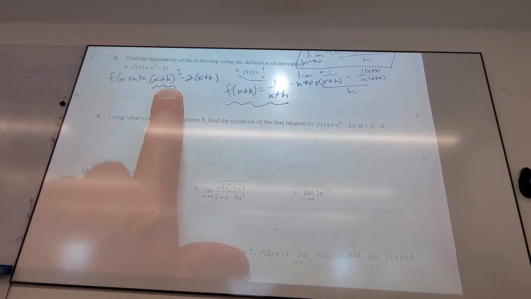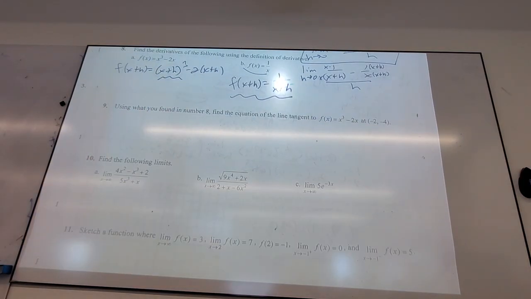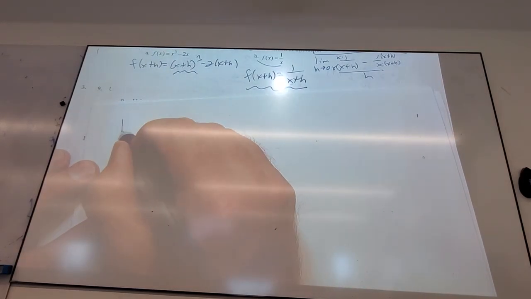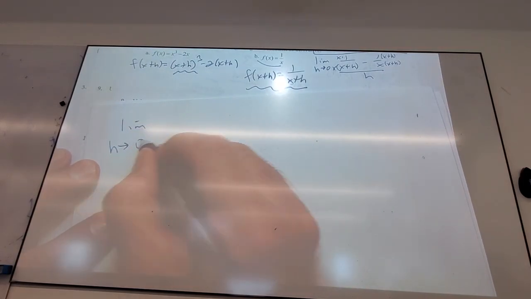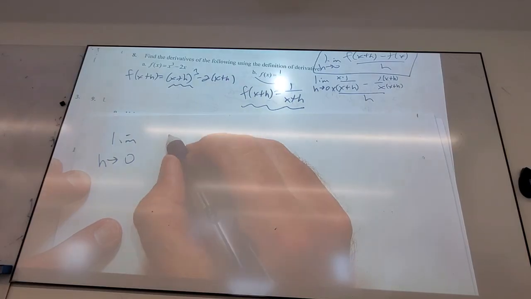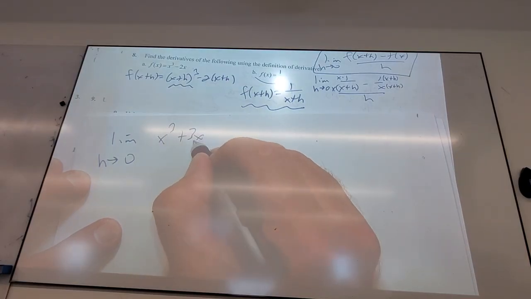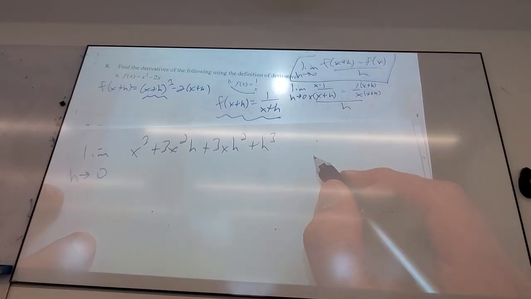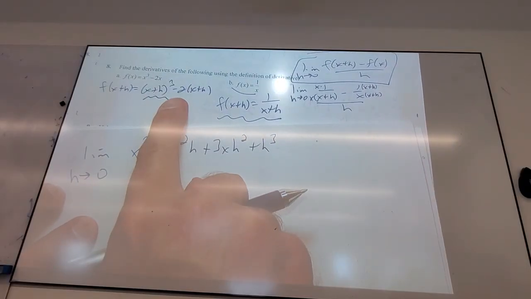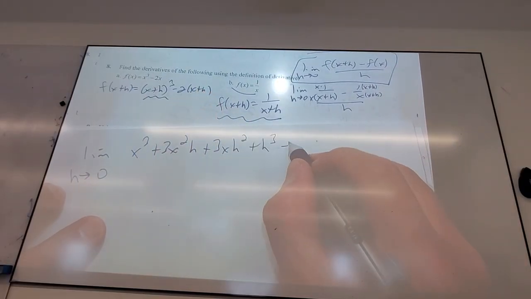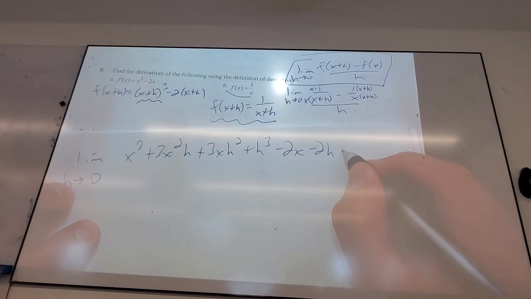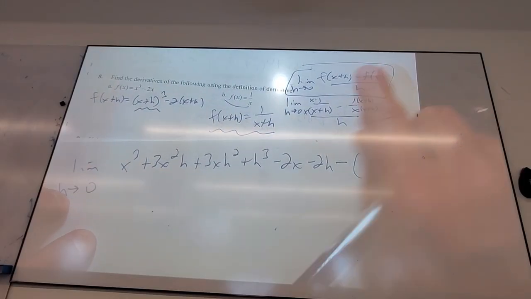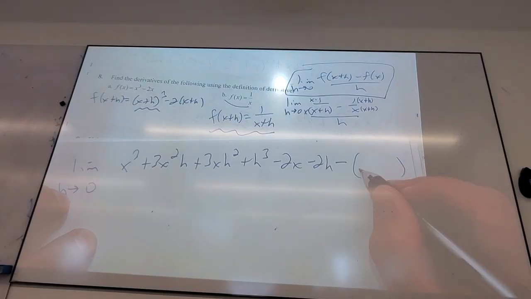So if I want to do this, we did x plus h cubed earlier. X plus h cubed, we got x cubed plus 3x squared h plus 3xh squared plus h cubed. Distribute the -2. And subtract f of x, yes? X cubed minus 2x.